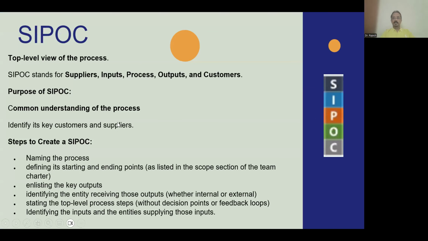And in the same way, SIPOC, as we discussed, is a very, very important one. We are going to cover this two or three times here. So it stands for supplier, input, process, output, and customers. The purpose of the SIPOC is mainly to understand how I am getting this. For example, you have to write a step to create the name of the process and define the starting and end point of this, and then what is the key output and how this output is getting identified. Then identify the entity receiving those outputs and set the top level process steps.